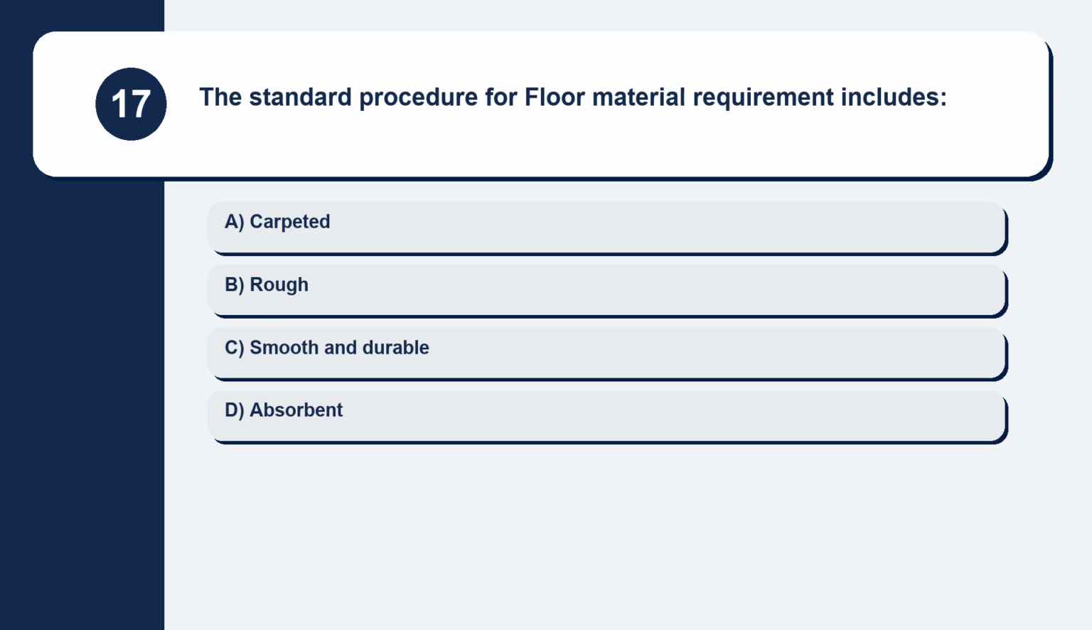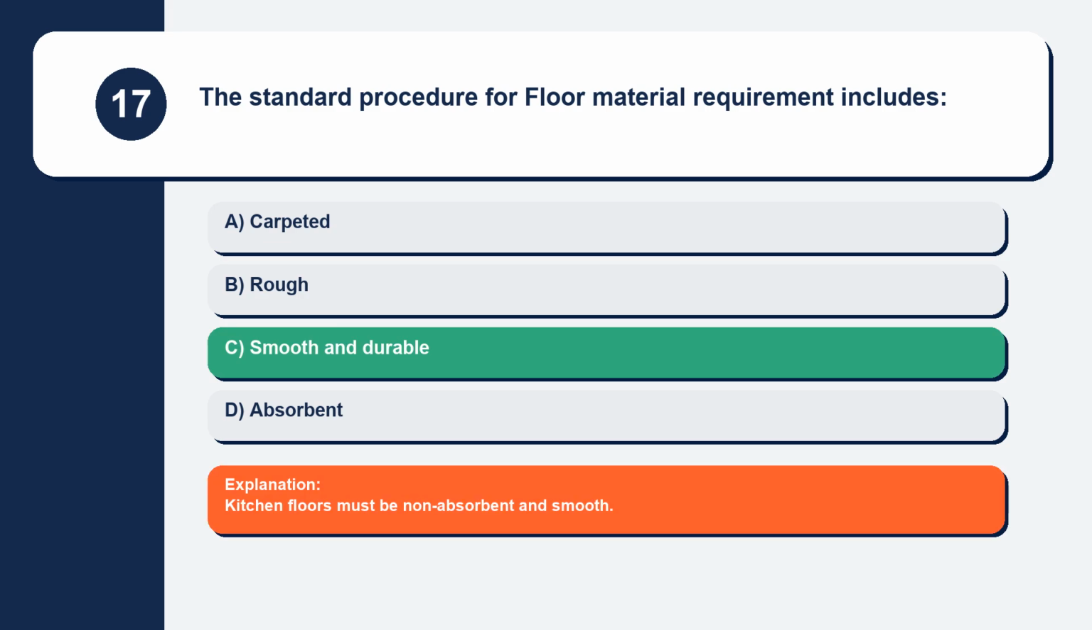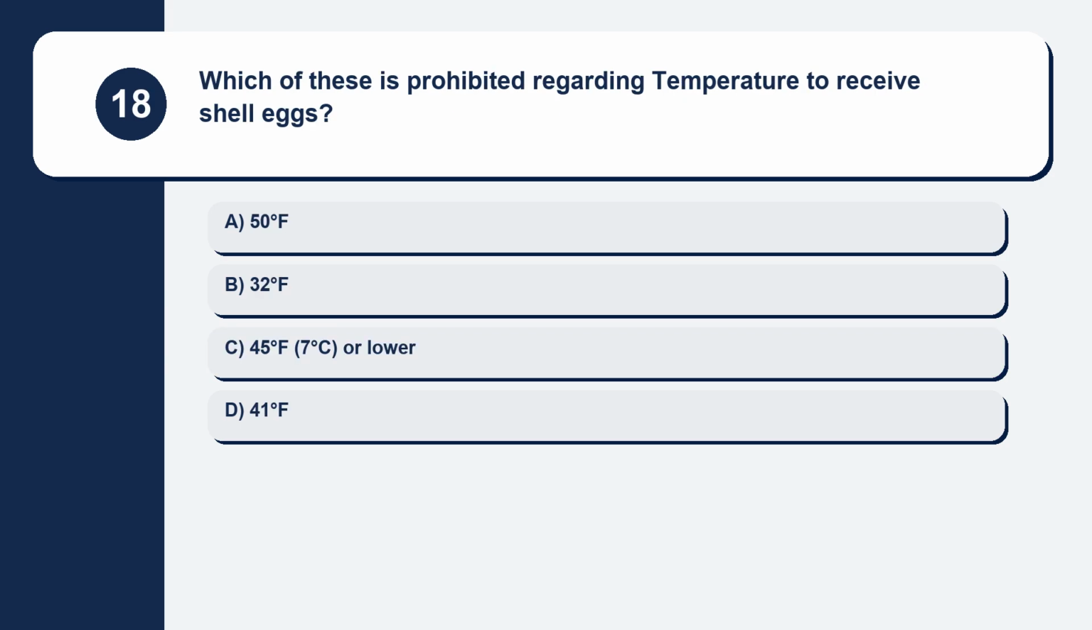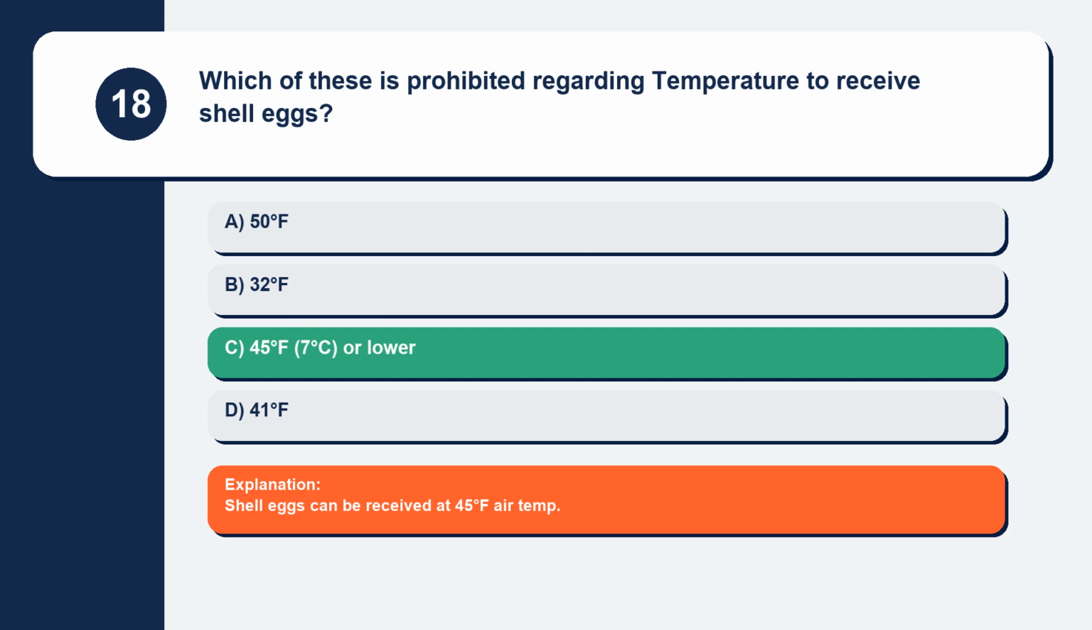Question 17. The standard procedure for floor material requirement includes carpeted, rough, smooth and durable, absorbent. Kitchen floors must be non-absorbent and smooth. Question 18. Which of these is prohibited regarding temperature to receive shell eggs? 50 degrees Fahrenheit, 32 degrees Fahrenheit, 45 degrees Fahrenheit, 7 degrees Celsius or lower, 41 degrees Fahrenheit. Shell eggs can be received at 45 degrees Fahrenheit air temp.